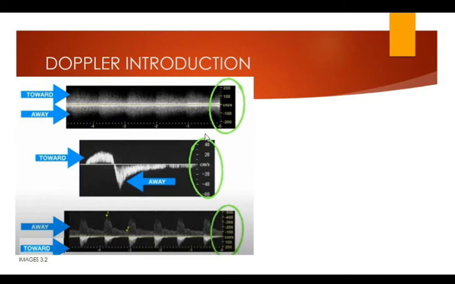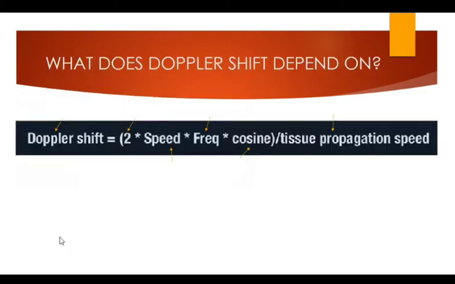And in our second example, we've got our positive numbers on the top and our negative numbers on the bottom. So this is towards the probe, and this is away from the probe. But here you can see that we've got negative numbers on the top and we've got positive numbers on the bottom. So in this example, this blood is moving away from the probe, and this one is moving towards the probe. Hope that makes it a bit more clear.